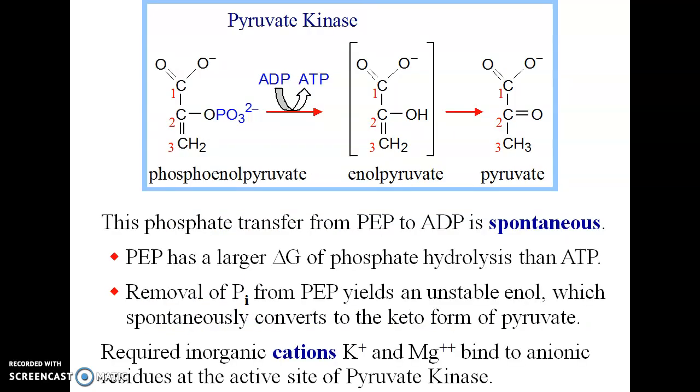When we look in detail, the phosphoenol pyruvate is first converted into enol pyruvate, that is, we change the hydrogen position by removing the phosphate and transferring it to the ADP, and will form the ATP. Then add the hydrogen to the enol pyruvate to form the pyruvate. This requires inorganic cations, that is, potassium and magnesium, which bind to the anionic residues at the active site of the pyruvate kinase.